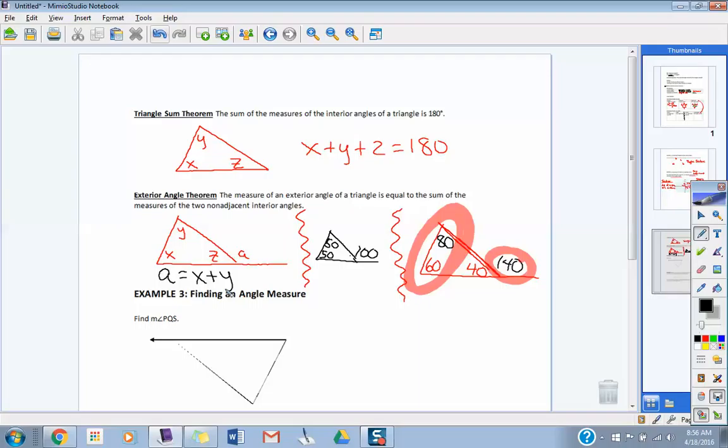Okay, so let me pull an example here. I'm going to pull an example here. I need to get this labeled up for you on example number 3, finding an angle measure.